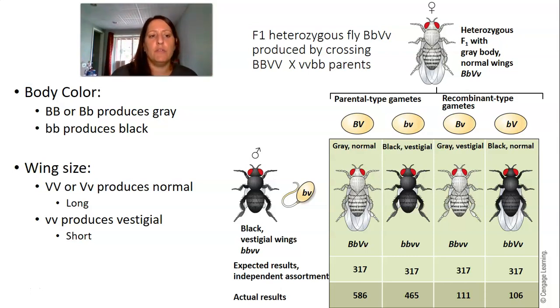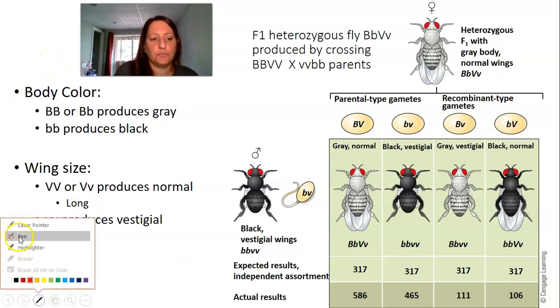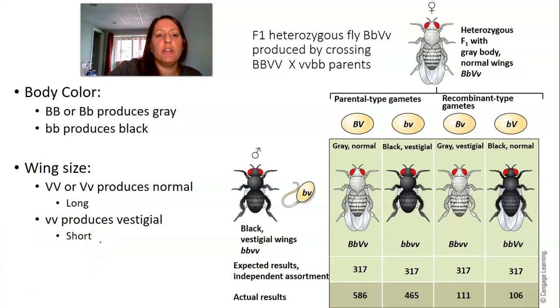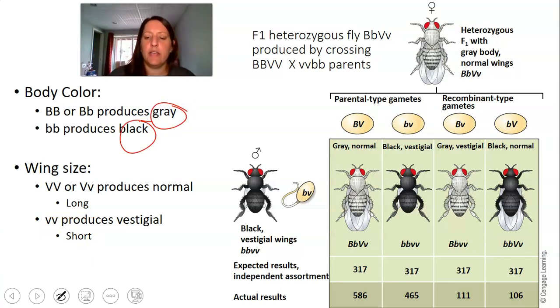Okay, and so for body color, let's look at that first. So flies could either be gray or black. And in this case, gray is dominant to black. And so gray flies would be produced by either big B, big B, or big B, little b. Black flies are going to be recessive. Okay, so black is going to be little b only.